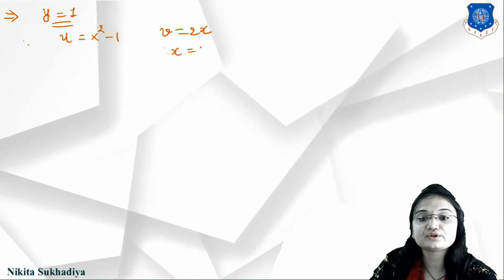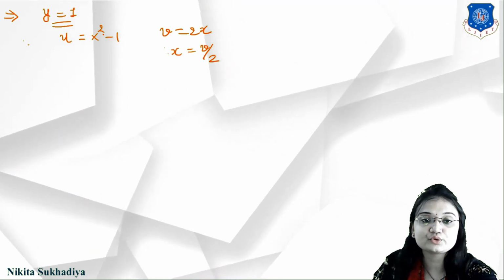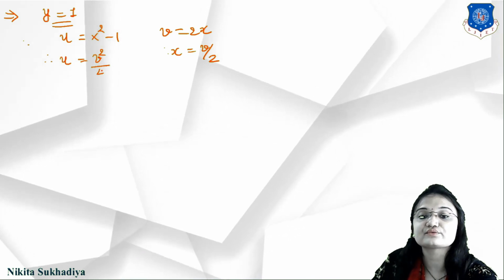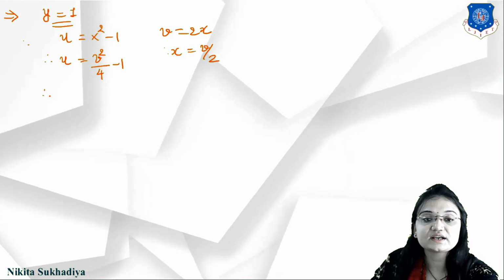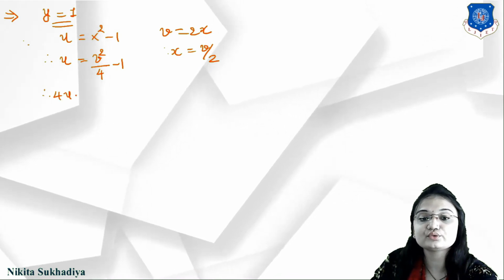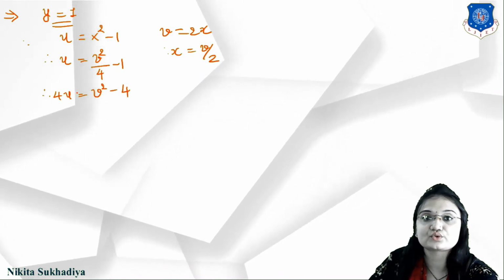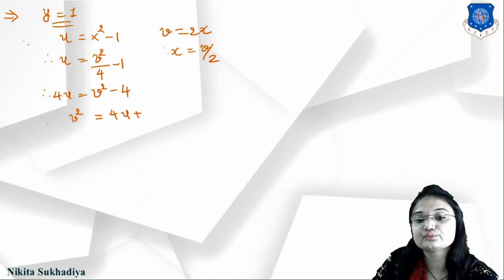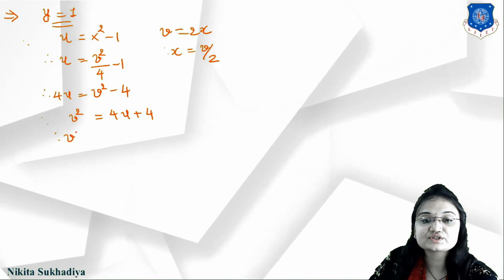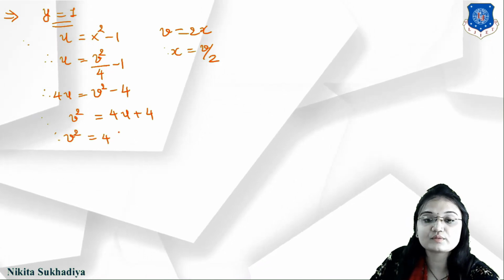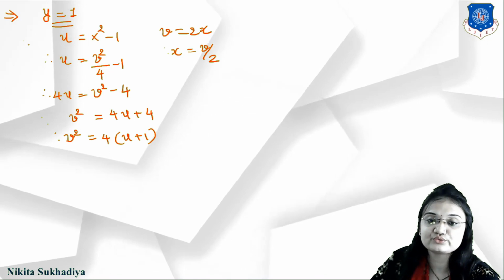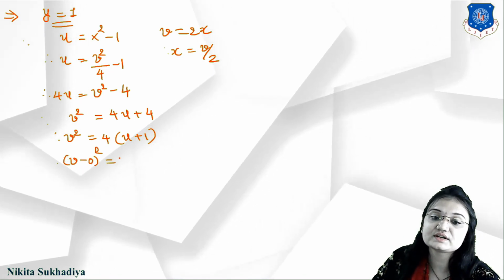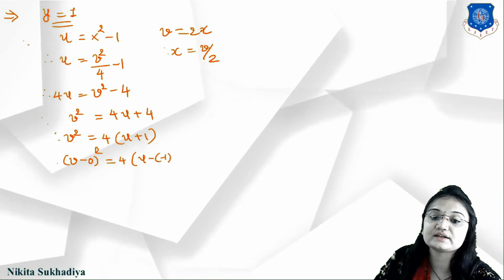So x is equal to v by 2. Put x is equal to v by 2 here. So this will become u is equal to v square by 4 minus 1. By taking LCM, this will become 4u is equal to v square minus 4. So v square is equal to 4u plus 4. Taking 4 common, v square is equal to 4 times (u plus 1). So we can say that (v minus 0) whole square is equal to 4 (u plus 1).